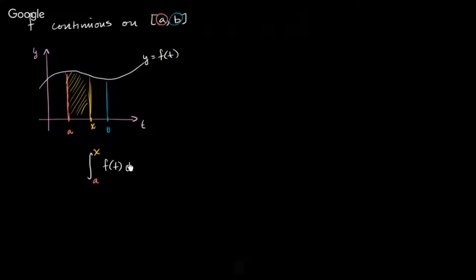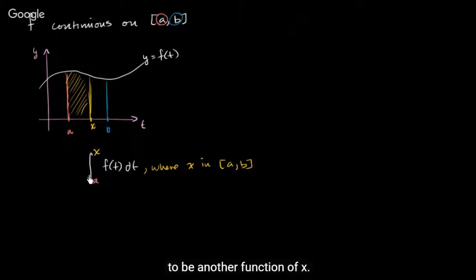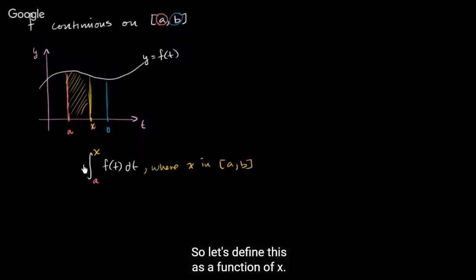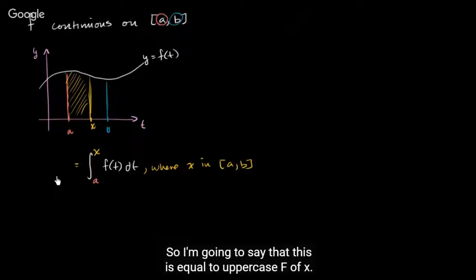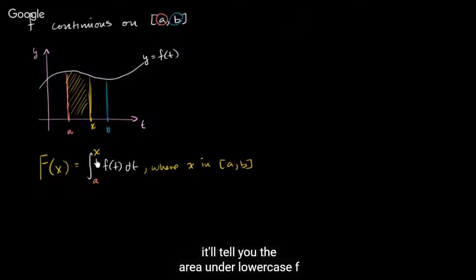This right over here is going to be a function of x, and let me make it clear where x is in the interval between a and b. This thing right over here is going to be another function of x. This value is going to depend on what x we actually choose. So let's define this as a function of x. So I'm going to say that this is equal to uppercase F. So all fair and good. Uppercase F of x is a function. You give me an x value that's in between a and b. It'll tell you the area under lowercase f of t between a and x.